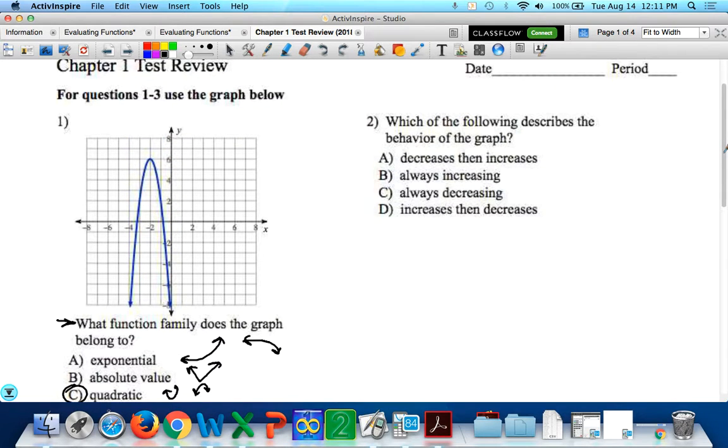Which of the following describes the behavior of the graph? So we're just looking to see what it's doing from left to right. That's so important to remember, that we read these graphs from left to right. Well, as we start on the left edge of this graph, we can see that it is increasing for that segment right there. But then once we get up to this top, or the maximum, we see that it is decreasing the rest of the way down. So from left to right, this graph increases, then decreases.